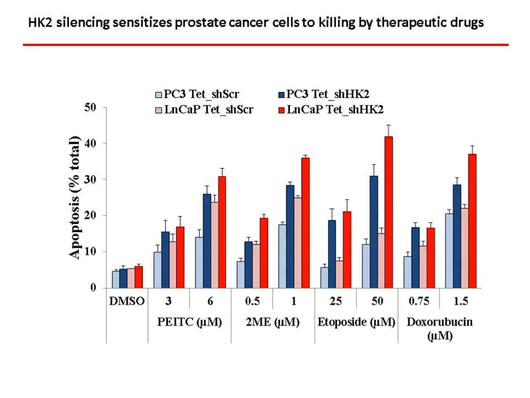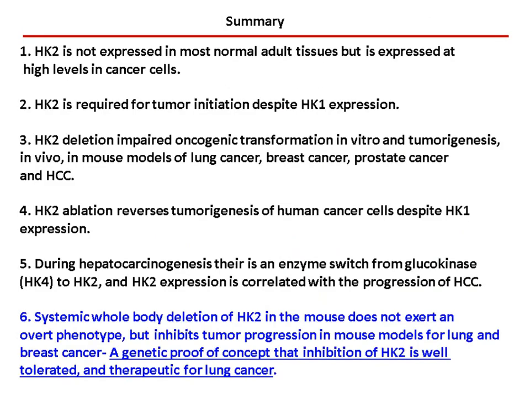And I would like to draw your attention to etoposide. These cancer cell lines are relatively resistant to etoposide because they have hyperactive AKT. But once we silence hexokinase 2 in these cells, we resensitize cells to etoposide.